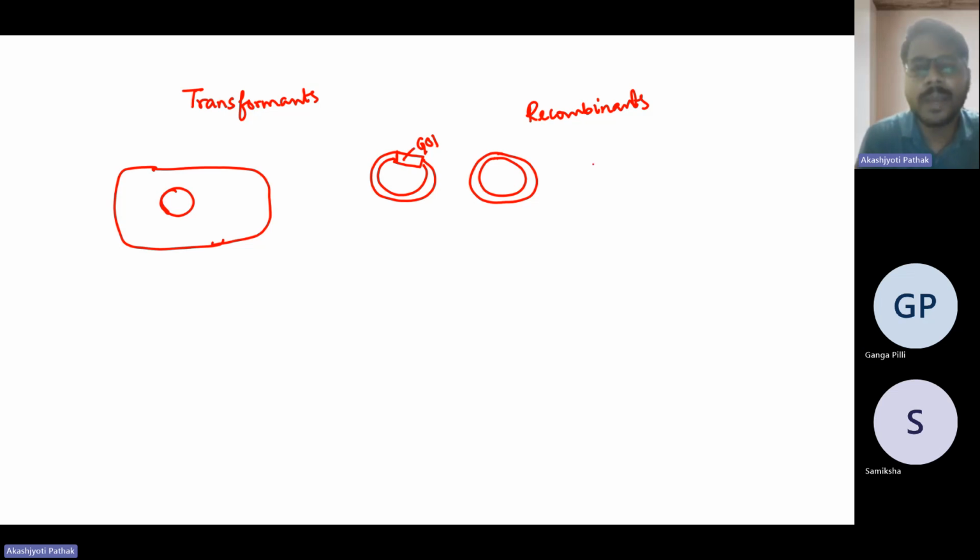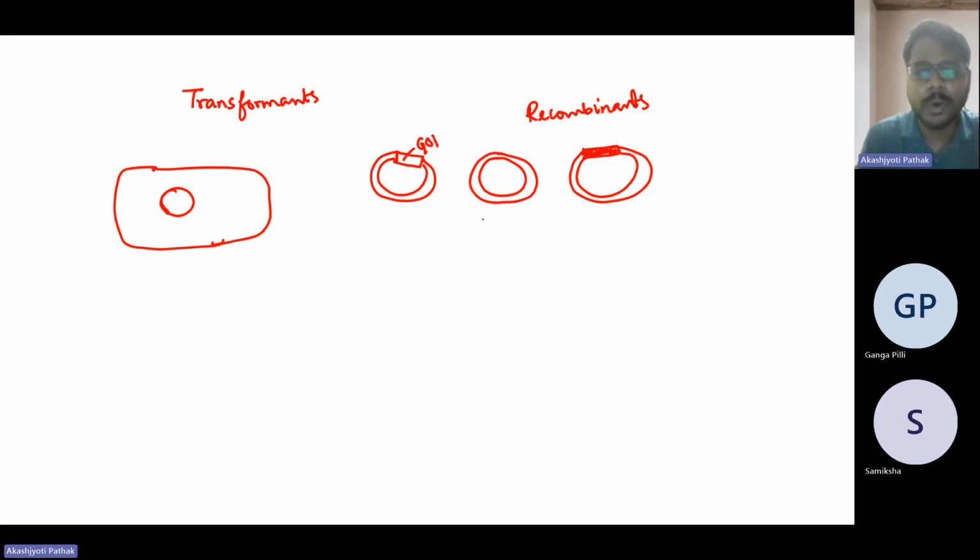And then there can be other plasmids where the gene of interest has entered in a wrong location, or any other gene has got inserted in this vector. So this is a wrong gene insert. This is not your desired gene of interest, or it has got inserted in a wrong location. So there can be these three different types of population.